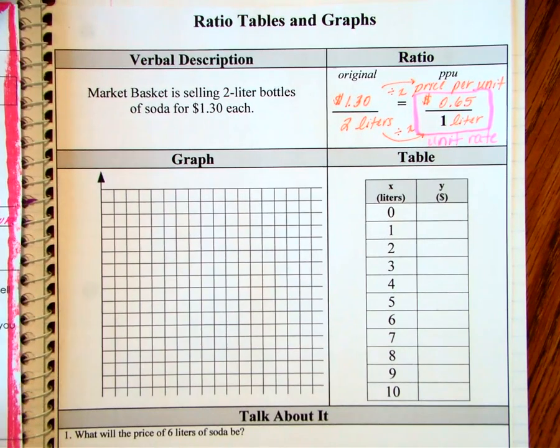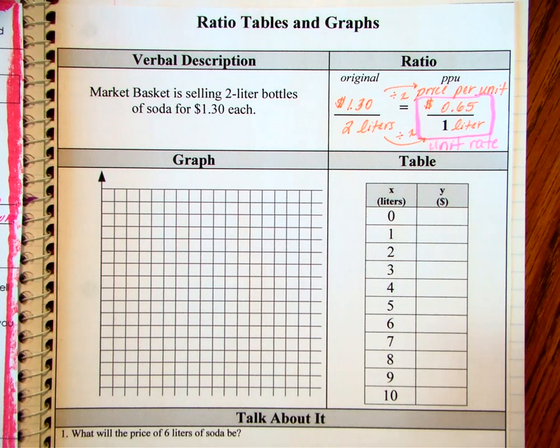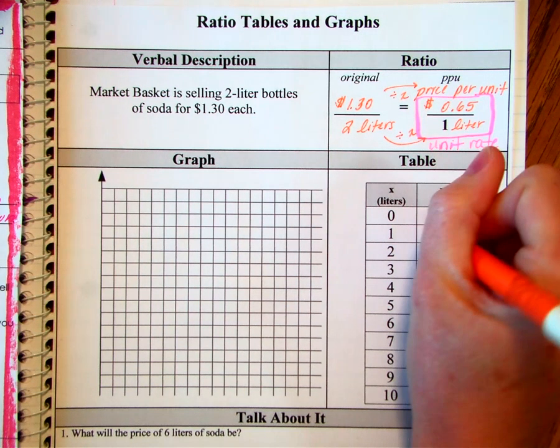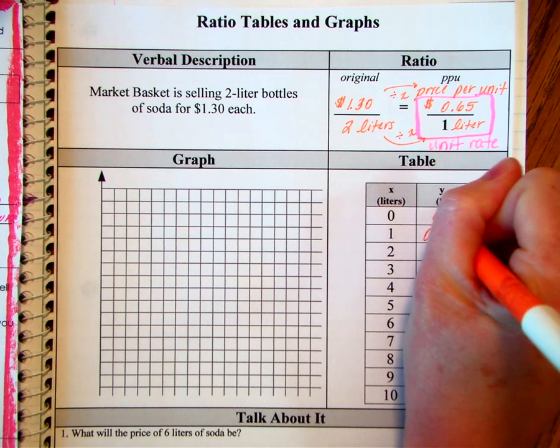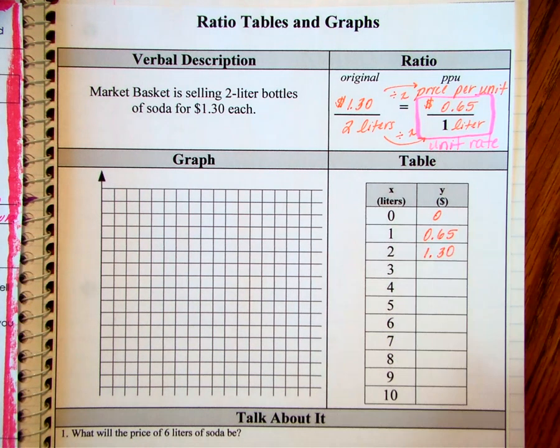So they have a graph and a table. To me, it makes no sense to do the graph first. I would need a table to have all the ordered pairs. And you guys did an excellent, excellent job with ordered pairs. So if you've got no liters, you didn't spend any money. If you've got 1 liter, we know we're going to spend 65 cents. If you've got 2 liters, we know that it's $1.30. So what would 3 and 4 and 5, how are you going to go about this?